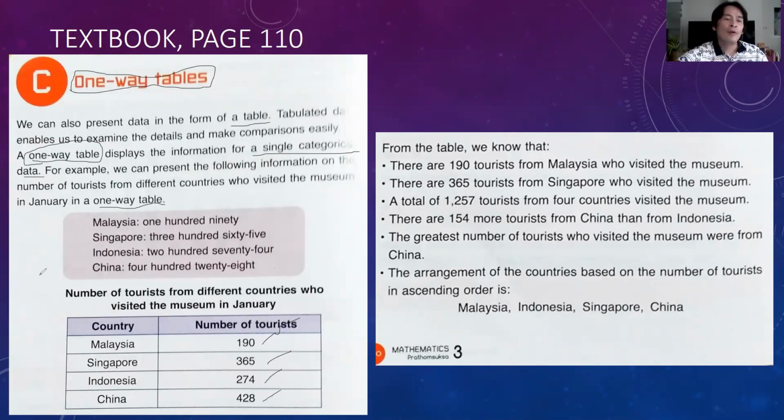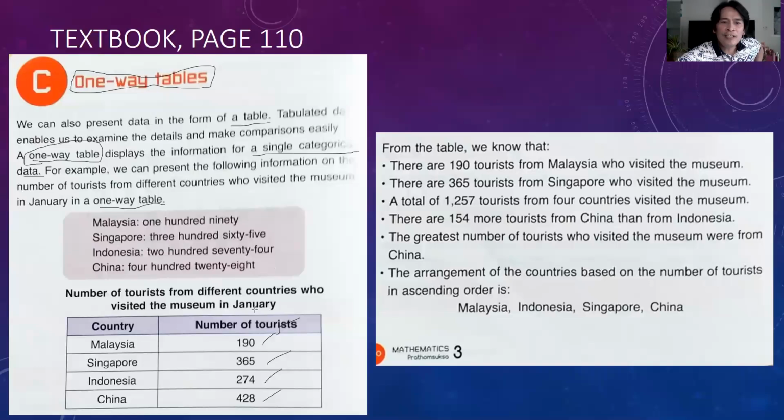Okay, so look, when we draw or make a table, you should listen to the teacher. Whose mic is on? Turn off your microphone.